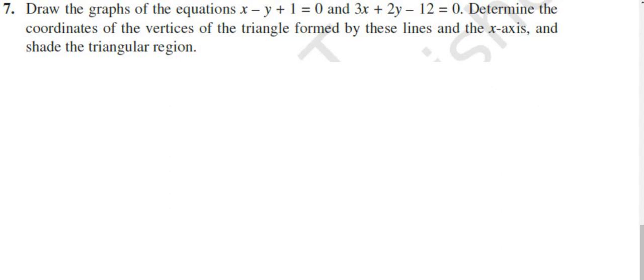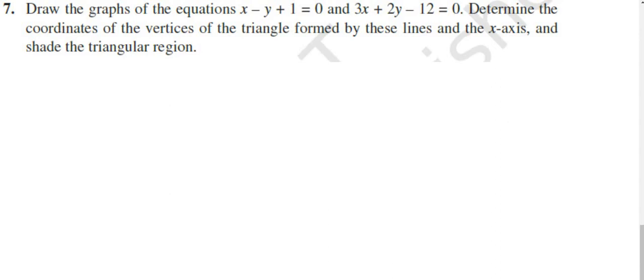Okay, so here draw the graph of the equations x minus y plus 1 is equal to 0 and 3x plus 2y minus 12 is equal to 0. Determine the coordinates of the vertices of the triangle formed by these lines and the x-axis, and then shade the triangular region. The question seems lengthy and different, but actually it is not different. It is the same as what we did in the last classes.